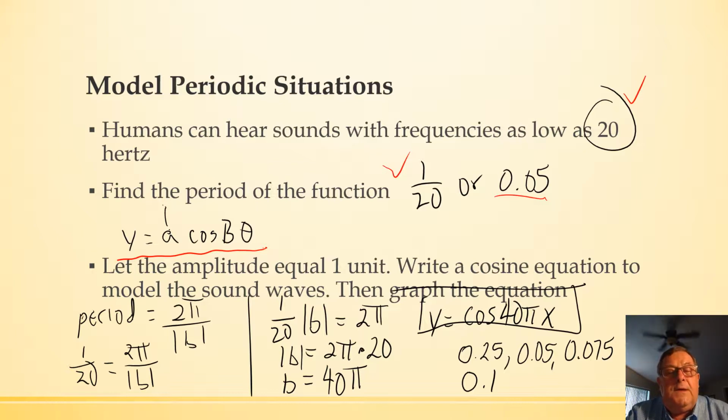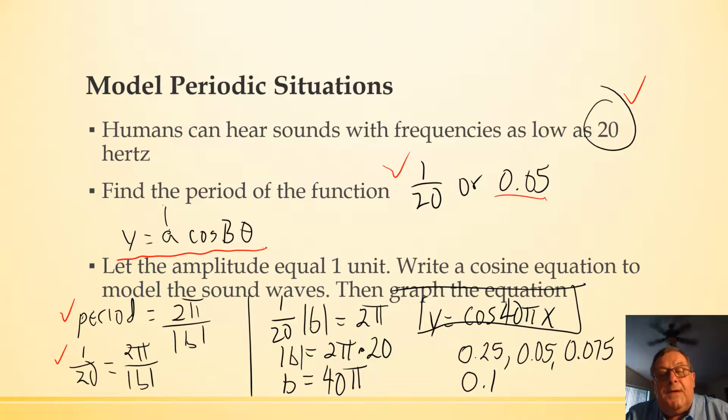So now what is B? Well, to find the period, that's equal to 2 pi over the absolute value of B. And if we know that the period is 1 over 20, and everything we've done before has been in degrees, now we have switched over to radians, which is okay. We know that one full circumference around the unit circle is 2 pi. So 1 over 20 then equals 2 pi over the absolute value of B.